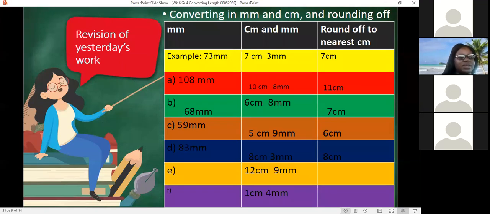Rarak said 129. Zoe said 129. Piloenhle, well done. Imange, well done. So the answer is 129 millimeters. So I'm going to put it there. It's 129. And then let's round it off.